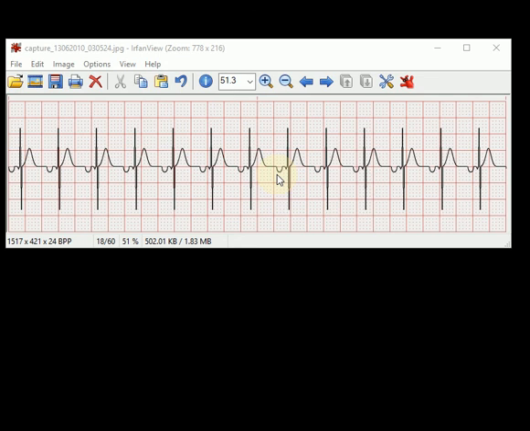And then the R to R looks nice and regular. Now if I count this out, I got 1, 2, 3, 4, 5, 6, 7, 8, 9, 10, 11, 12, 13. Heart rate would be 130, and inverted P waves with narrow QRS indicates that this is a junctional rhythm. The rate being 130, it's junctional tachycardia.